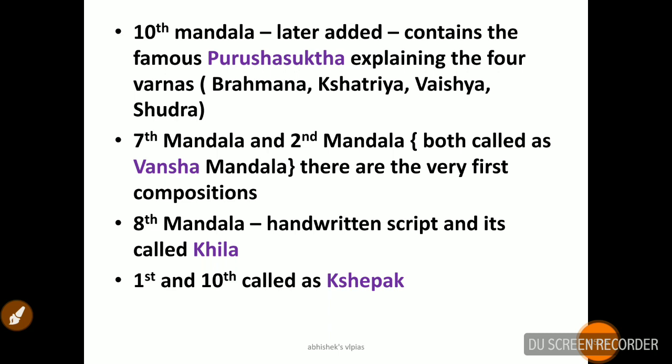In this Purusha Sukta the 4 varnas of the culture are explained. That means the 4 varnas: Brahmana, Kshatriya, Vaishya and Shudra. These 4 varnas are a part of Purusha Sukta, and that Purusha Sukta was added to the Rig Veda in the 10th mandala. So that is the point.